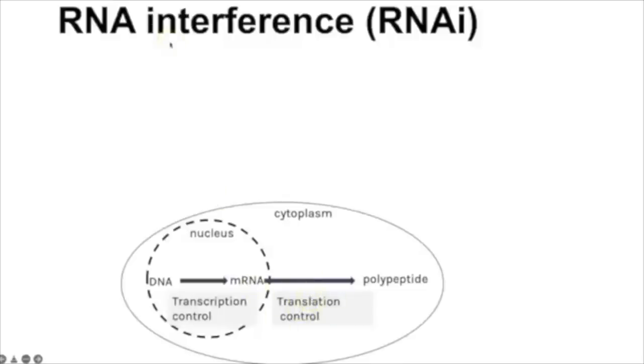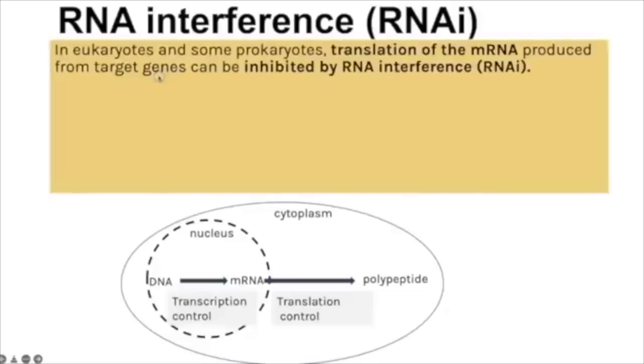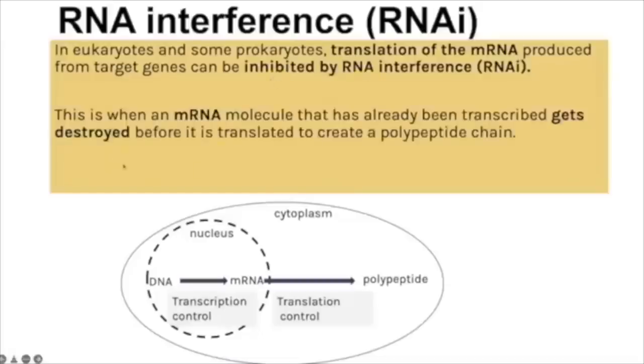So in eukaryotes and some prokaryotes as well, translation of the mRNA produced from target genes can be inhibited through RNAi. And this is when an mRNA molecule that's already been transcribed gets destroyed before it's translated, and therefore it won't create the polypeptide chain. And this is done using small interfering RNA, or siRNA.